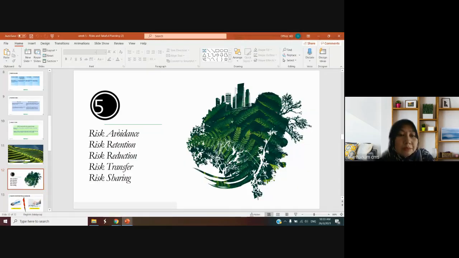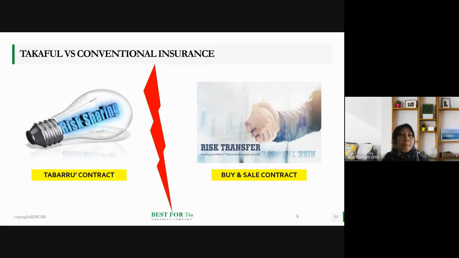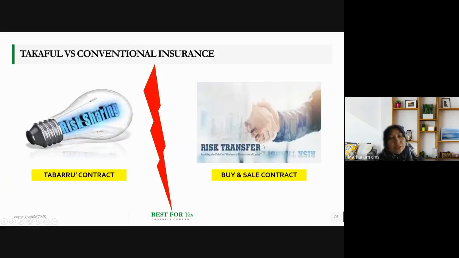Among these five, risk transfer is practiced by conventional insurance, and risk sharing is practiced by Takaful. We will discuss this after this. This one is the concept of risk sharing and transfer, Takaful and conventional insurance. Takaful practices risk sharing, and conventional insurance practices risk transfer. So how exactly do they transfer or share the risk?